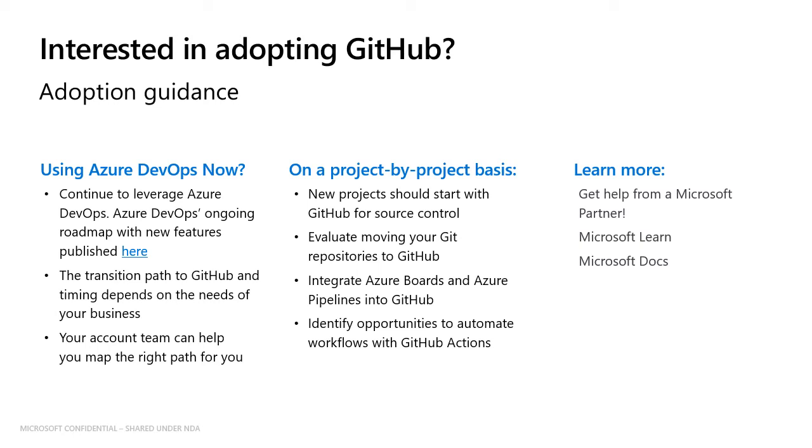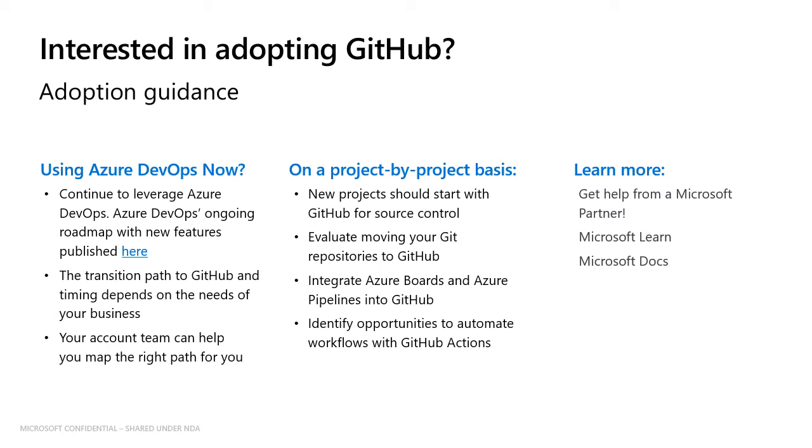For example, Azure has more robust application monitoring capabilities as part of Azure Monitor. And I've seen customers using Azure Boards as their primary planning tool for ideation for their developers, while using GitHub as their code repository and code management tool. So it's really up to you. You can do it on a per project basis. You want to start evaluating your move of your Git repositories to GitHub, and you can also start integrating Azure Boards and Azure Pipelines into GitHub.